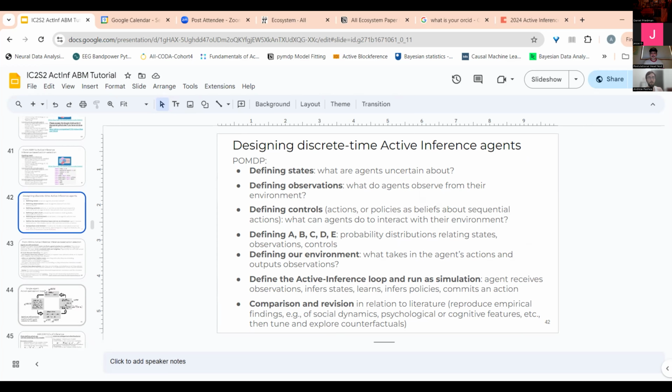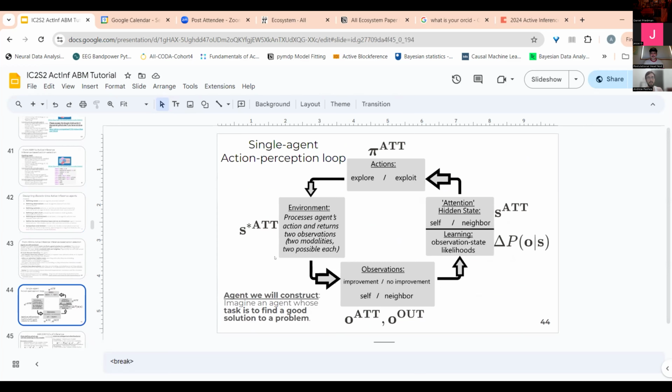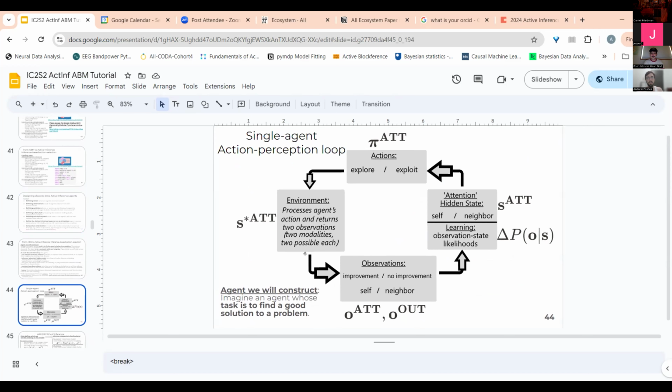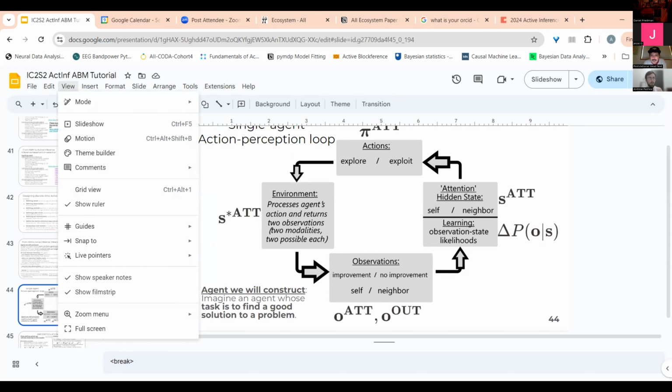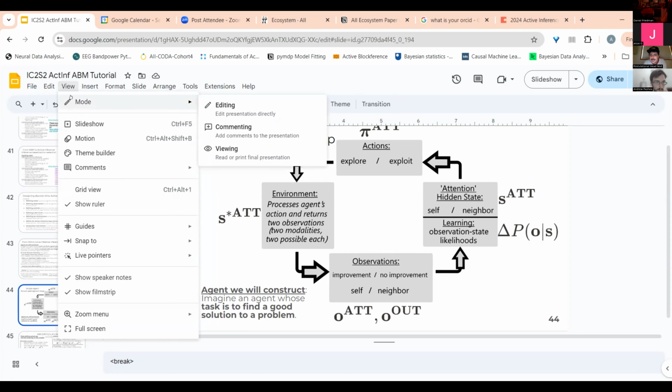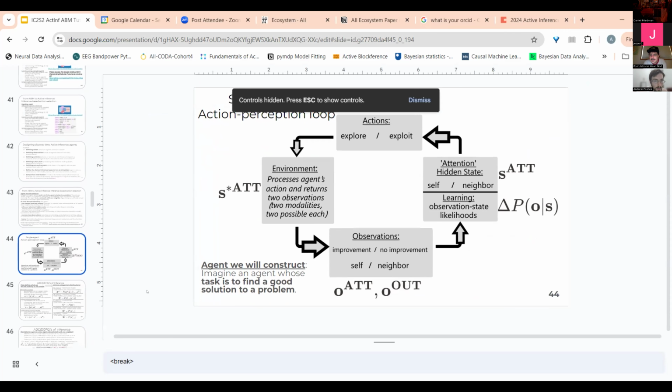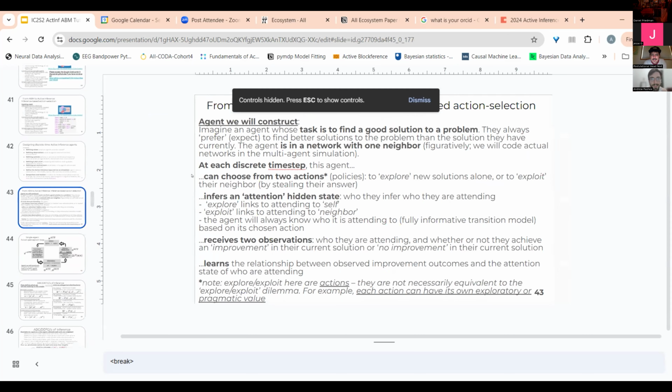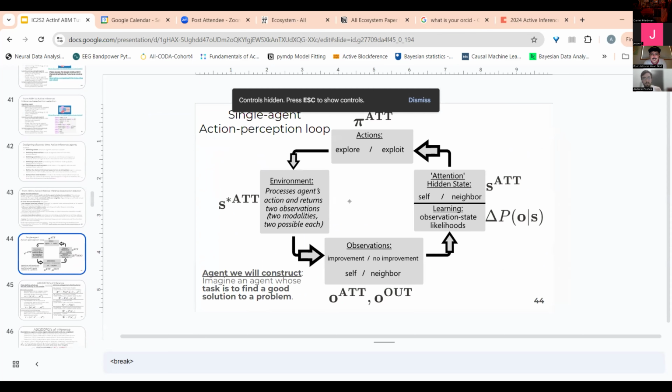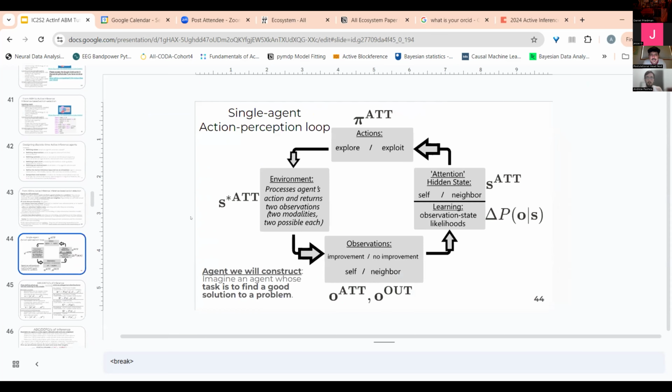We can view this as the agent that we'll be constructing. All of these things play out in what's called an action perception loop. Hopefully that's visible enough to everyone. We'll start at the bottom of this action perception loop.